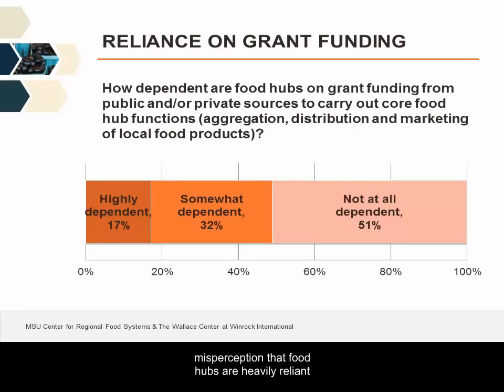But just generally speaking overall, it's also important to mention that there is actually a misperception that food hubs are heavily reliant on grants to fund their core operations. If you take the question here, about half don't rely on grants at all and 32% somewhat. What they were actually asked is, could you run your core operations of aggregation, distribution, and marketing without any external assistance? And actually the answer was yes. So a vast majority, 80% or so of the food hubs across the country, could do their core operations. But of course they do rely on grants because it allows them to do a lot of the other production and community services that help define them as an organization.